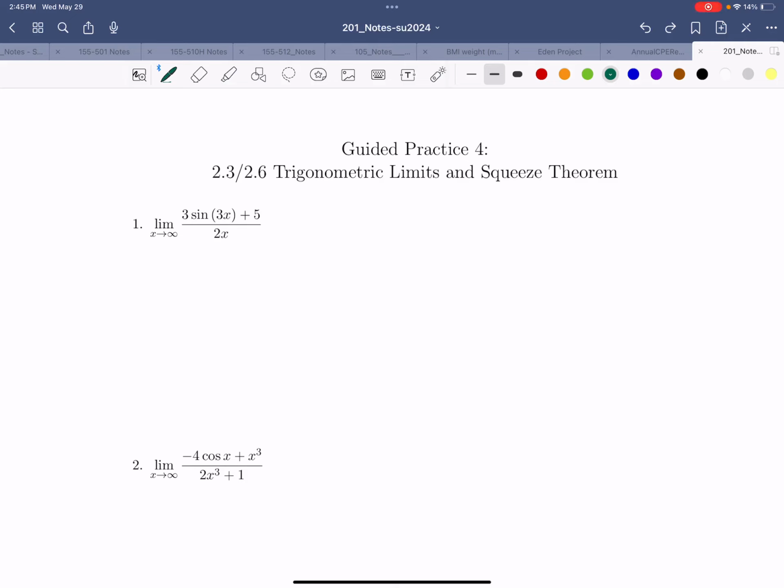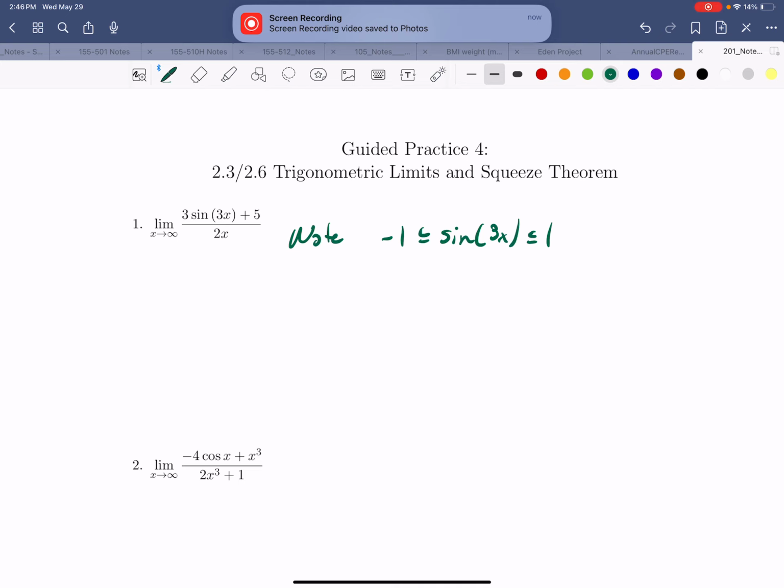Let's do some guided practice. Same thing as always. Start with the trig function. Now note that I didn't include the coefficient here. You could if you wanted to. There's nothing saying you can't.